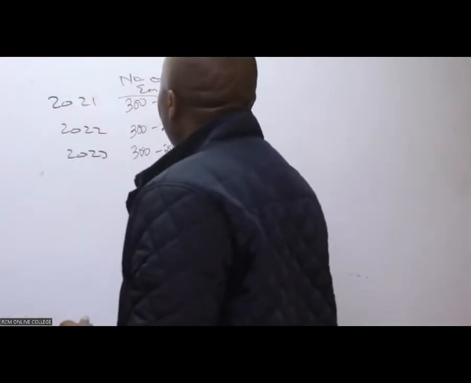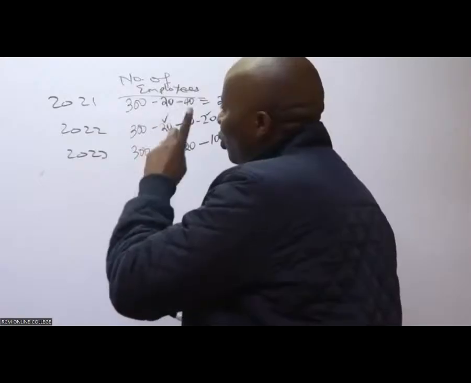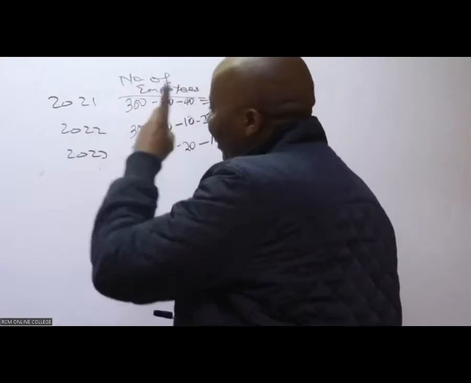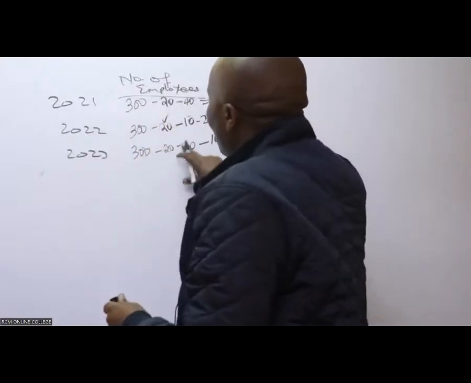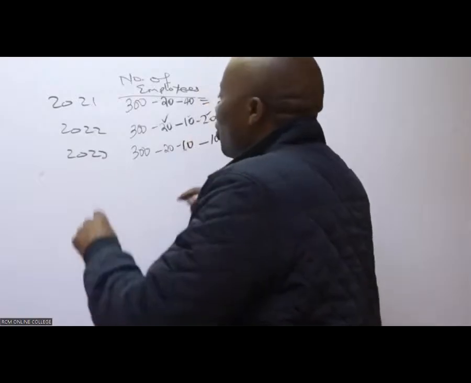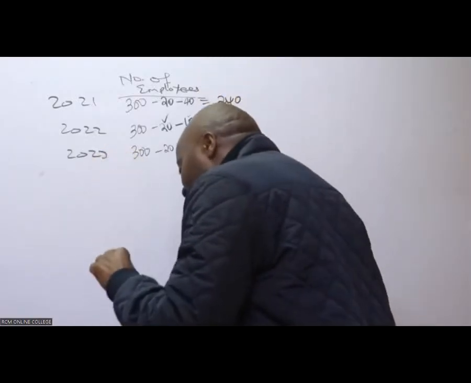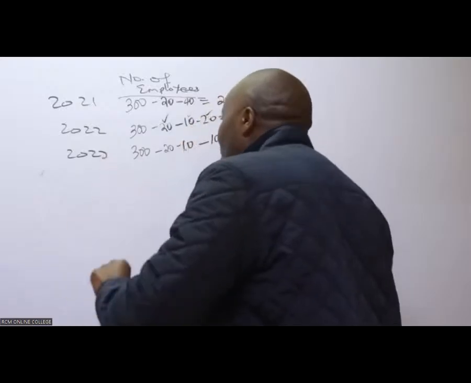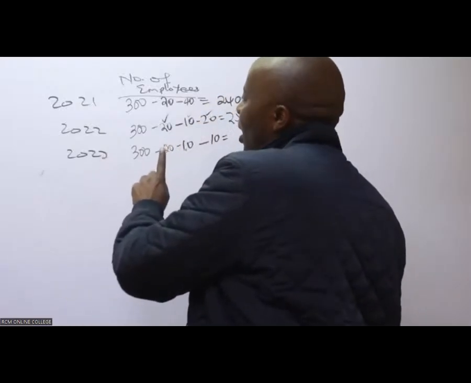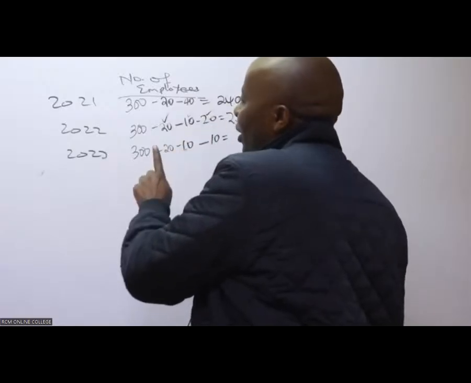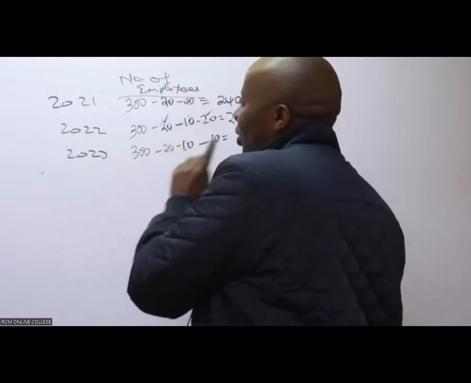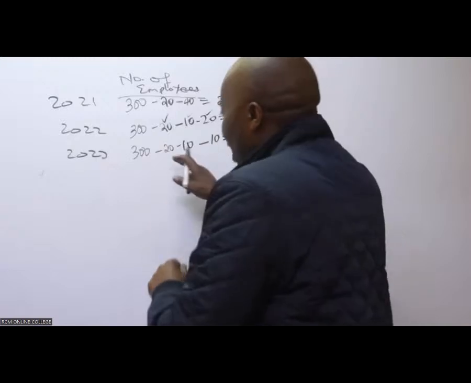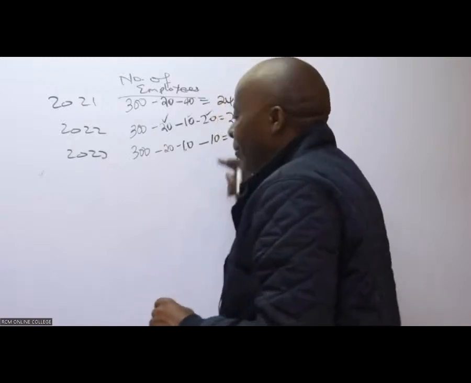300 minus 20, that actually left us in 2021. Minus 10, that actually left us in 2022. Remember, for the year 2023, we are working with the actuals that left us. So we are told here 20 actual left us in 21, 10 actual left us in 22, and then 10 actual left us in 2023. So you should have it this way, which will give me what number?